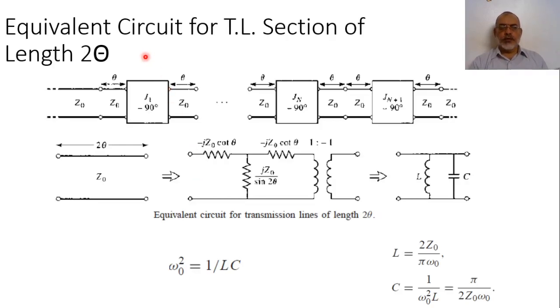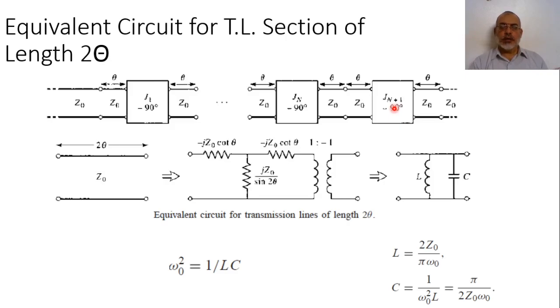We have seen in the previous video how to represent a cascaded coupled transmission line bandpass filter as cascaded transmission line sections with admittance inverters J1, J2, J3 until Jn plus 1, where n plus 1 is the number of the cascaded coupled line transmission line sections.